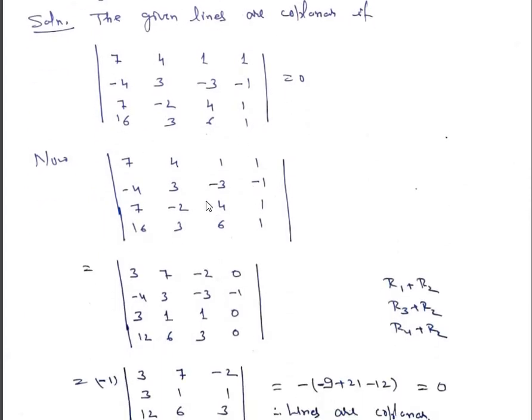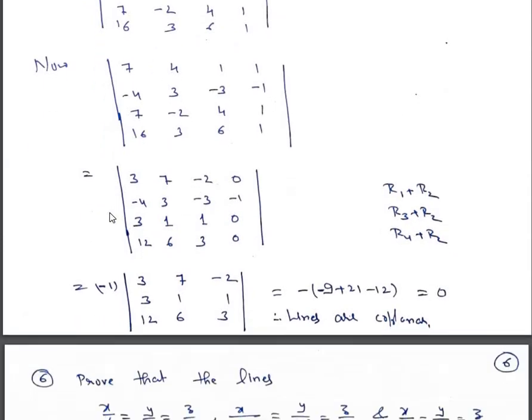So how do we solve this determinant? This is a 4 by 4 determinant. We have got minus 1 here, plus 1 plus 1 plus 1. So r1 plus r2, r3 plus r2, r4 plus r2. So if we do these three operations, we get this is equal to 3 7 minus 2 0, minus 4 3 minus 3 minus 1, 3 1 1 0 and 12 6 6 3 0.